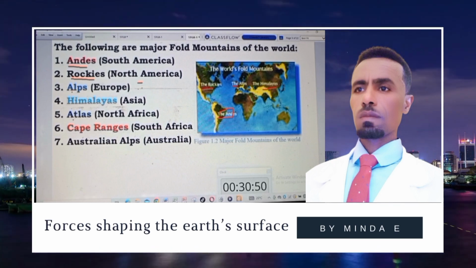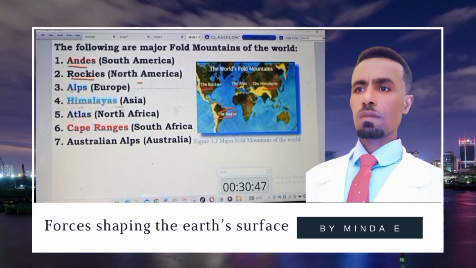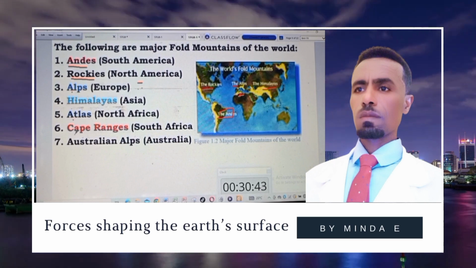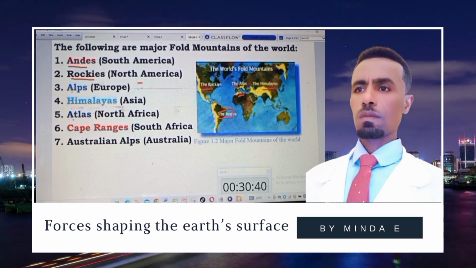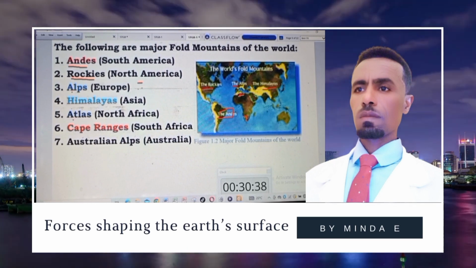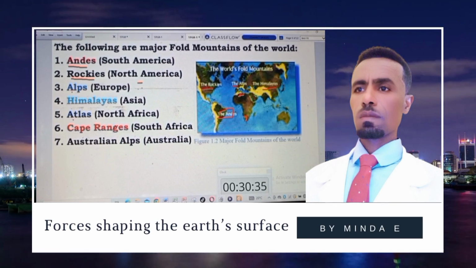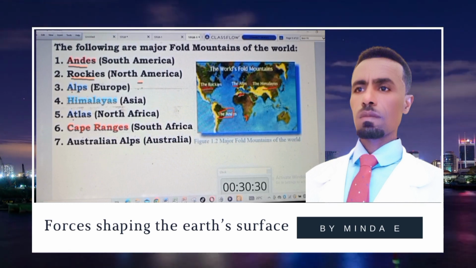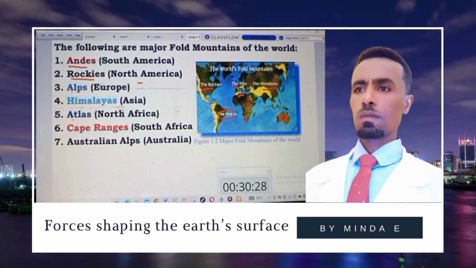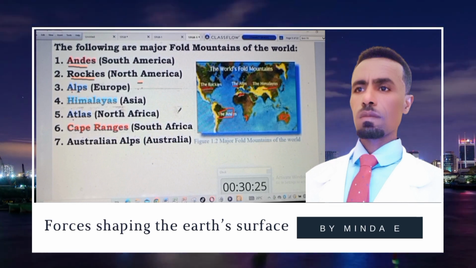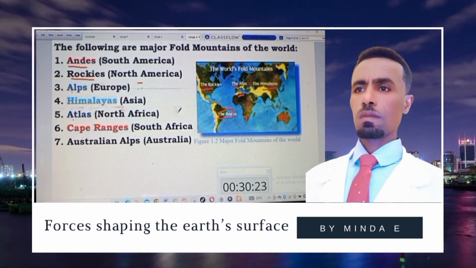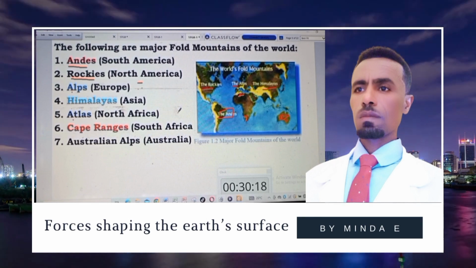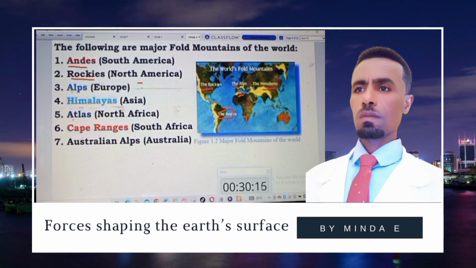Atlas, North Africa. Cape Range, South Africa. And the Australian Alps found in Australia. So these are the seven major fold mountains, found in different parts of the world.